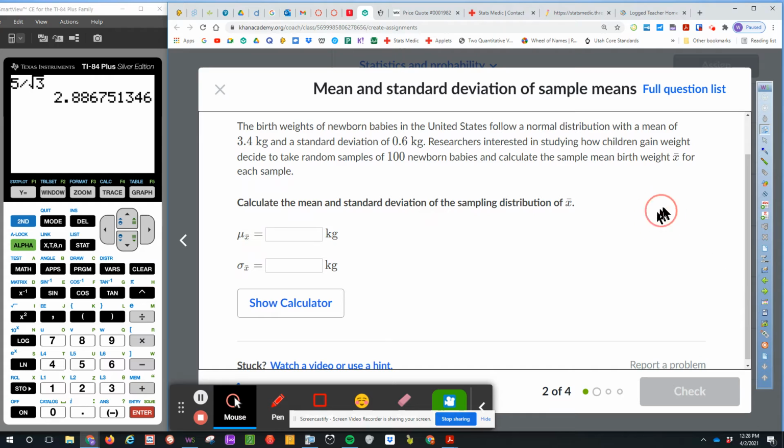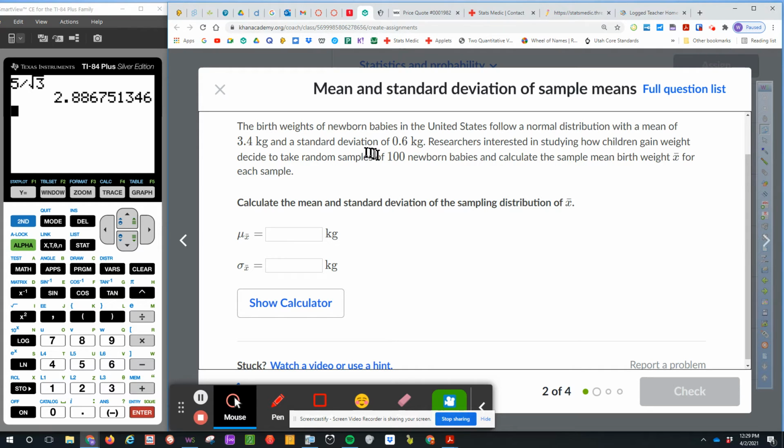So the birth weights of newborn babies in the United States follow a normal distribution. They tell you that it's a normal distribution with a mean of 3.4 kilograms and a standard deviation of 0.6 kilograms. Researchers interested in studying how children gain weight decide to take a random sample of 100. This is your small n, the sample size, 100 newborn babies, and calculate the sample mean weight, X bar.